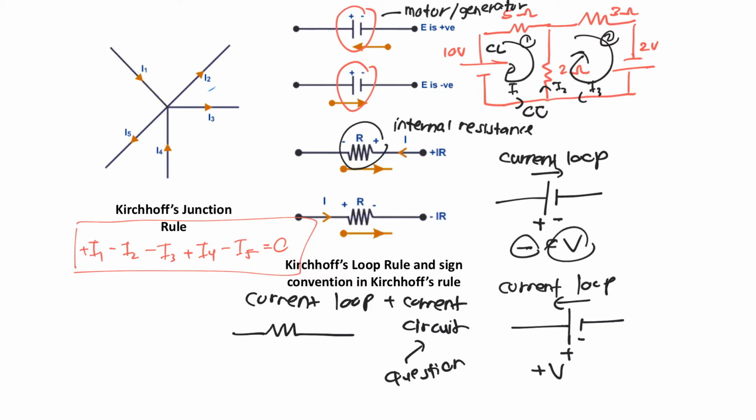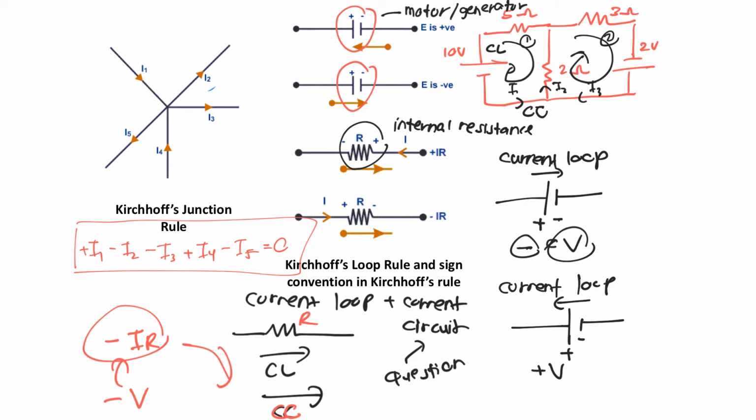Okay, so you need to look at this. For the resistor, if your current loop is in the same direction as your current circuit, it means that the voltage you are going to get is negative IR, which is negative voltage. Which means that the unknown current I needs to be multiplied by R, then you get this one.